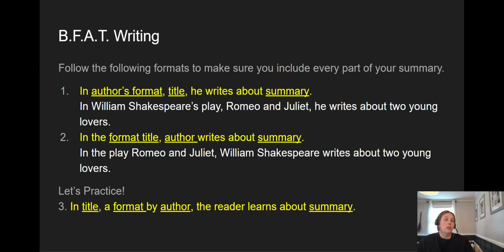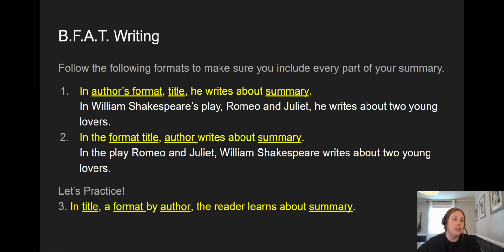So let's look at BFAT tag. It's basically the same thing. There's tons of different ways to structure this part of your sentence, and you can kind of see all the different formulas here. So you can say, in author's format title, he writes about summary, or in the format title, author writes about summary, whatever. Or in title, a format by author, the reader learns about summary. And notice how I've just taken the underlined portion and I've just plugged it in. So if you are a math person, you're welcome. This is a formula for you, okay?